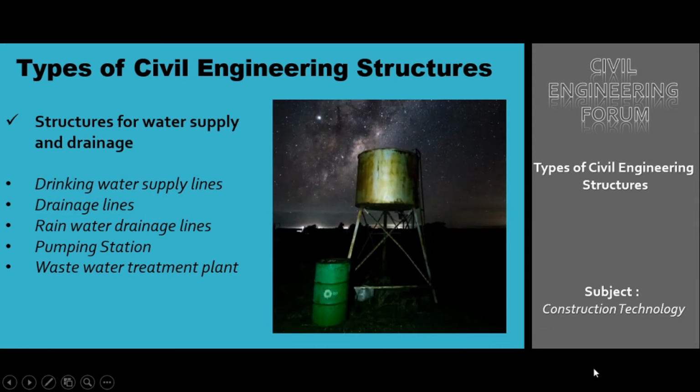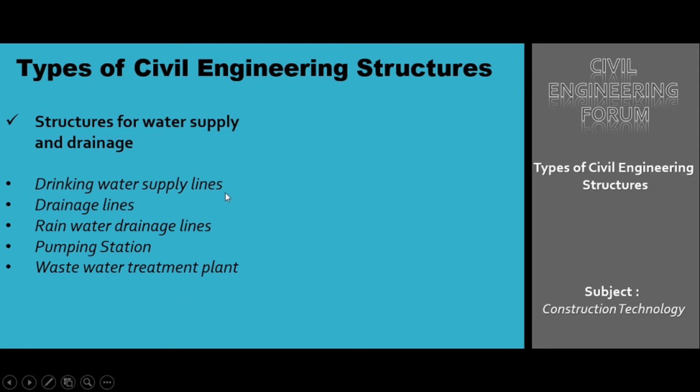So in civil engineering, there are special structures which are designed for the function of fulfilling the requirement of water supply and drainage. And here is how it is classified, where the first one is drinking water supply line, then drainage line, then rainwater drainage line, then pumping station, wastewater treatment plant, etc. So here the drinking water supply lines are used for supplying the water that is used for drinking purpose. Then after that, drainage lines, so these are the lines which are connected to our house from where the drains are connected. Then rainwater drainage lines are used for the transmission of rainwater.